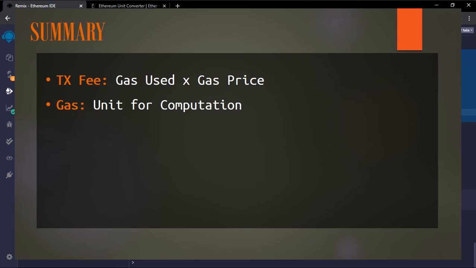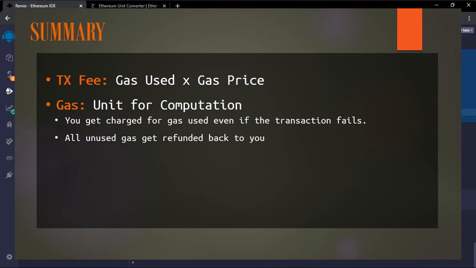So in summary, the formula for a transaction fee is the gas used times the gas price which is specified, and the gas is the limit of computation. If you specify a gas of 3,000 to be used for a specific transaction and the transaction is going to cost 4,000, you'll get charged for the gas, but your transaction will not run and will be reverted. But if you specified 3,000 and the transaction only costs 2,000, you'll be refunded 1,000 gas.